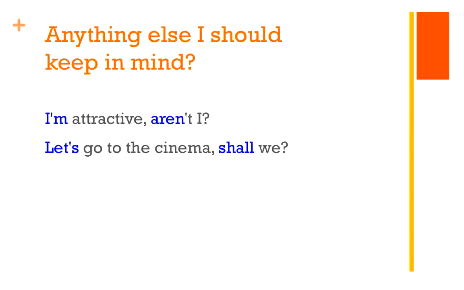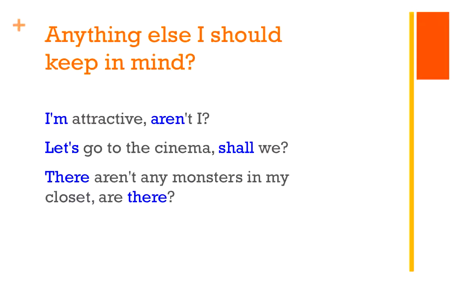Let's go to the cinema, shall we? Let's becomes shall in the question tag. Let's go to the cinema, shall we? Please remember this. There aren't any monsters in my closet, are there? Now in this case, the aren't and are, this is like the rule that we have. It's present tense and the negative aren't becomes an are, which is positive. When there's a there in your sentence, you just have to remember to pull it into your question tag also. There aren't any monsters in my closet, are there?